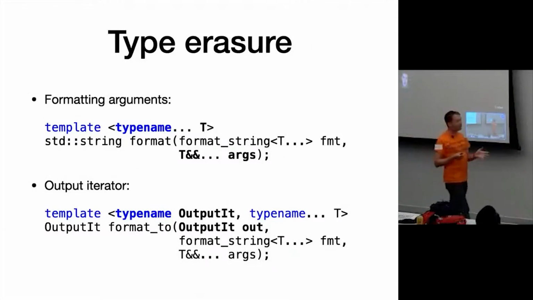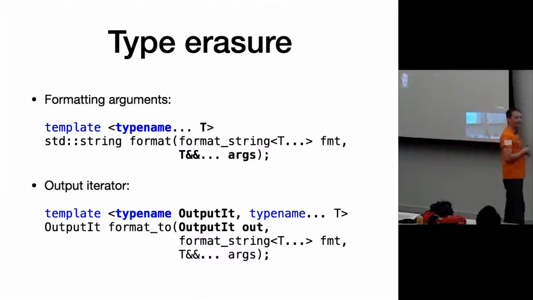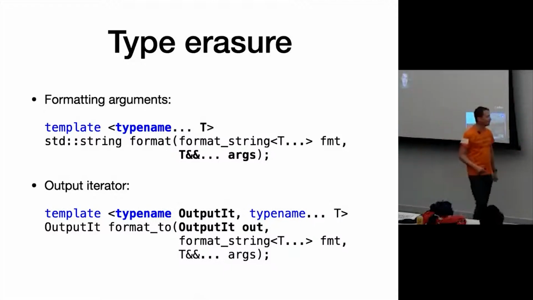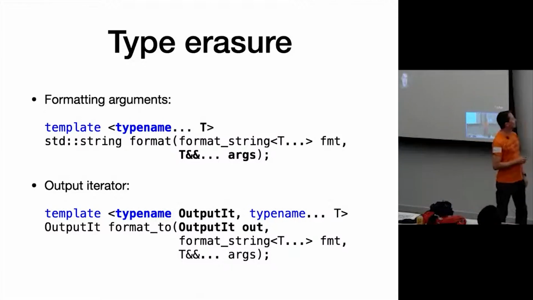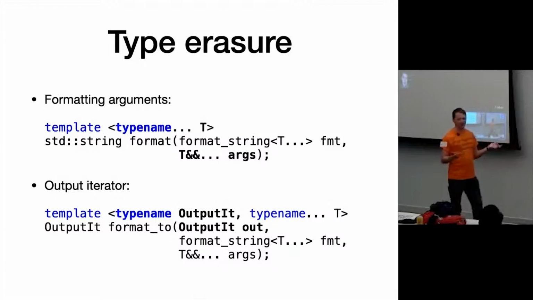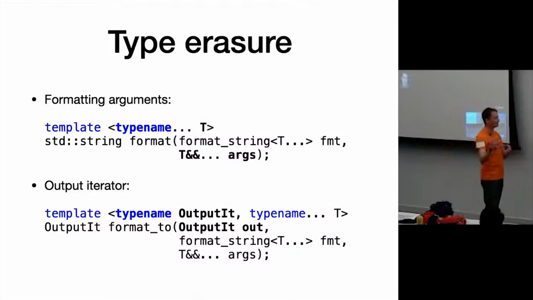We use type erasure in {fmt} whenever there is a danger of template bloat, especially with templates. There are three main places. One not listed here is trivial type erasure for strings. We convert std::string and other strings into string_view. Nobody calls it type erasure, but it's kind of a trivial type erasure.